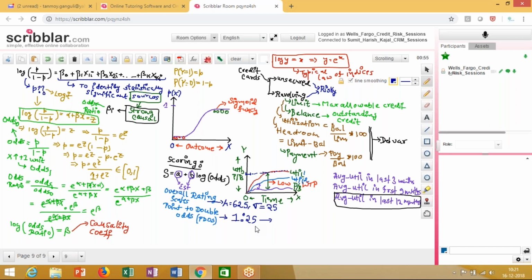What you essentially do over here is look into your point to double odds and your overall rating scale, and from there you develop your scoring equation. Clear? So at the end, the output is a scoring equation, where you estimate your values of A and B. Given those values and given the log of odds, you can always generate the score corresponding to those log odds.